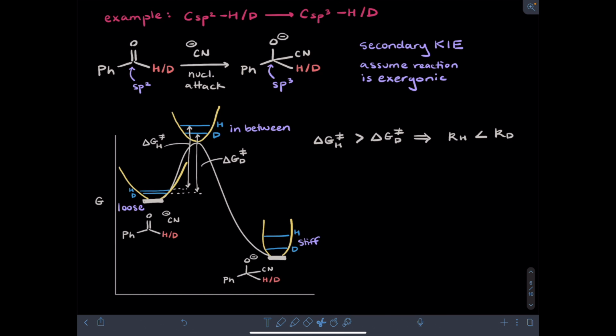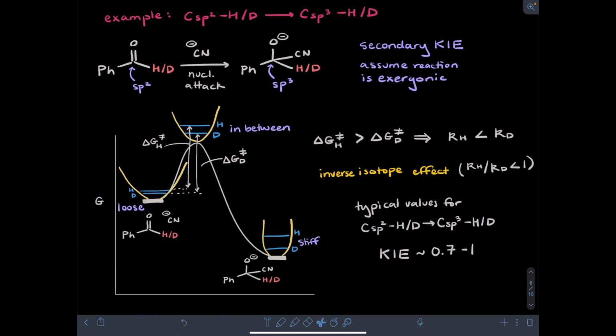This will mean that the rate of the reaction involving the carbon-hydrogen bond will be smaller than the rate involving the carbon-deuterium bond. This is not a scenario we have seen previously. This implies an inverse isotope effect, where the kinetic isotope effect is less than 1.